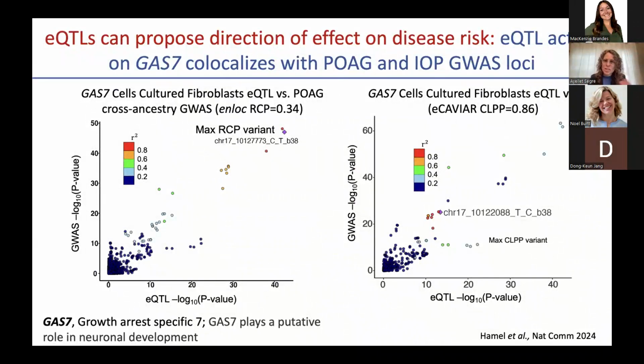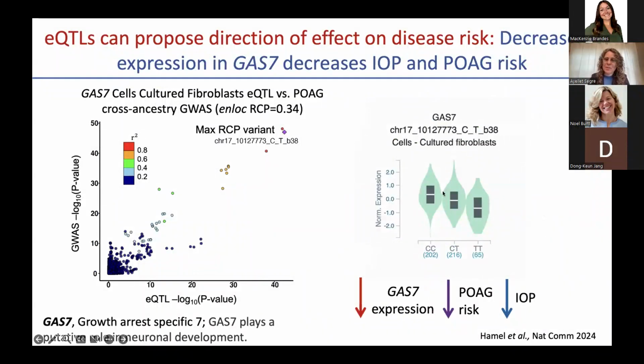The colocalization analysis and looking at eQTLs in the context of GWAS associations can also propose direction of effect. So this is another example, GAS7, a growth arrest specific gene. An eQTL in fibroblasts significantly colocalizes both with POAG risk and with IOP. And looking at the direction of effect, decrease of expression is proposed to decrease IOP levels and POAG risk.